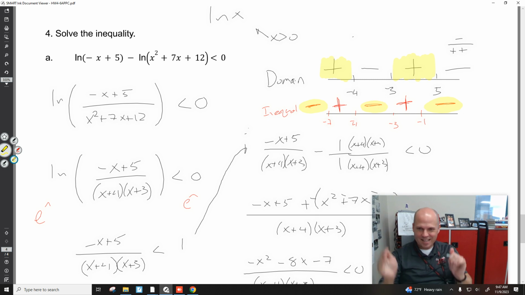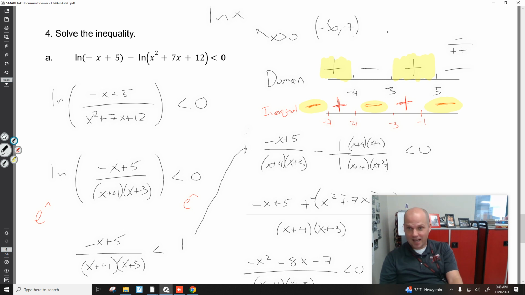We need the intervals that can be plugged into the original equation, can be plugged into logs, but will produce negative values when we do that. Here is my answer. Negative infinity to negative 7, so x is less than negative 7. And negative 1 to 5.